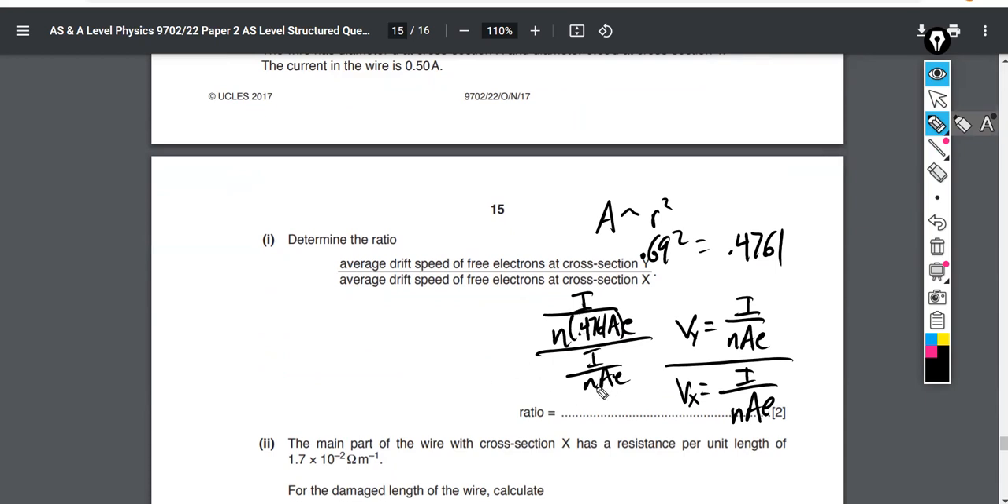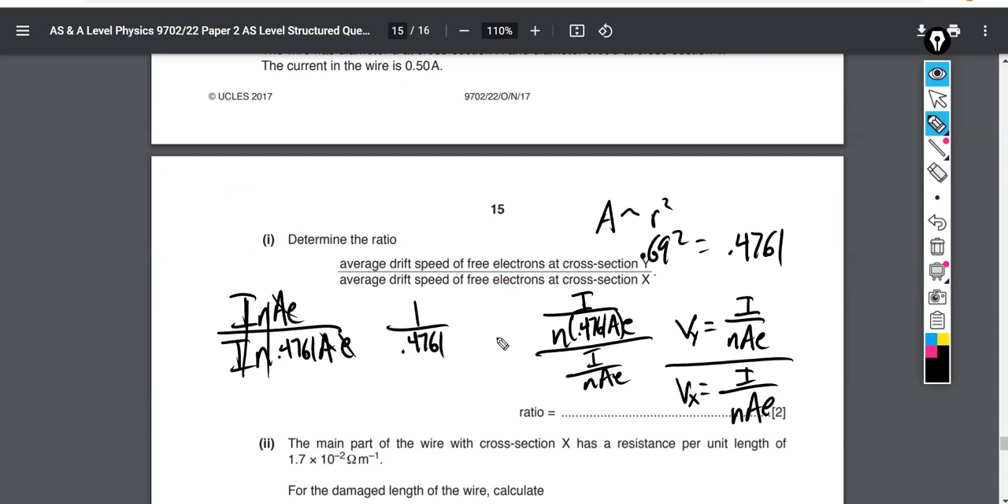And we can start to combine things. And so we'll move this denominator back up to the numerator here. So we've got I, n, A, e, right? And then in the denominator here, we're combining this and this. And so we've got I from here and 0.4761 A. The I's, n's, A's, and the e's cancel. And so it's just 1 over 0.4761. And that agrees with the thinking that we talked about, that it's only due to the change in the area that we'll see a difference in the mean drift velocity.